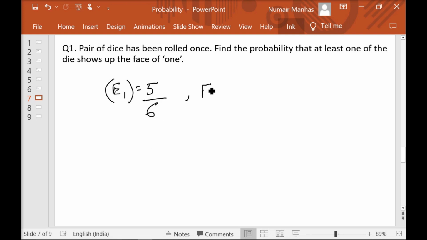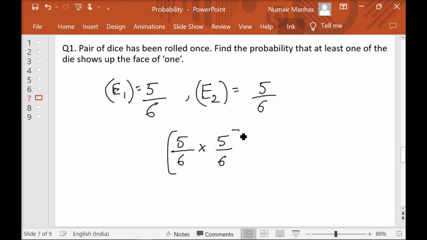And again for the other die, as they are rolled together, we find the probability that the number is not 1, so again the probability will be 5 by 6. So the cumulative probability of both of them will be 5 by 6 into 5 by 6. This gives the probability that none of the dice shows up the face of 1.